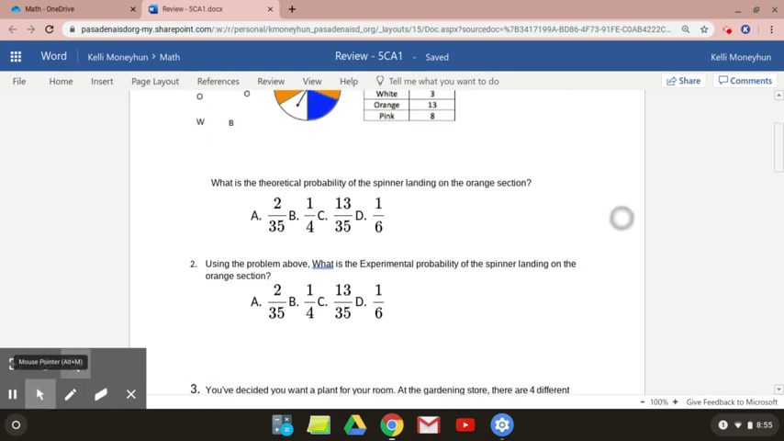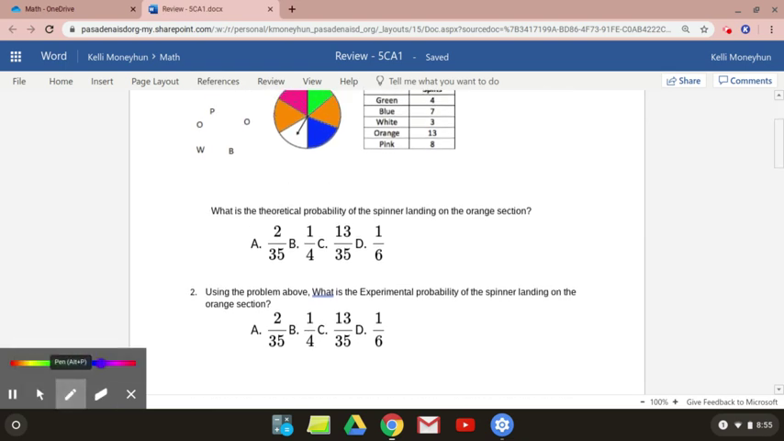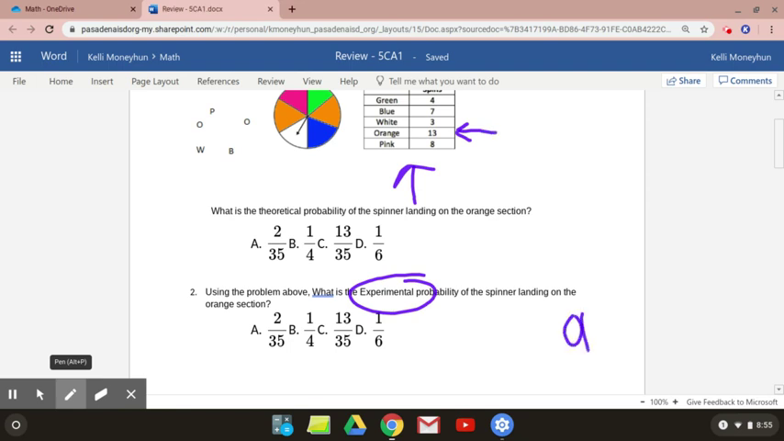All right, next one. It says that we are doing experimental probability, which means we are only using the data table. On top, you're going to put the number of times we landed on orange over the total, which can be found in the problem. So go back and read it, pause and solve and simplify if you need to.